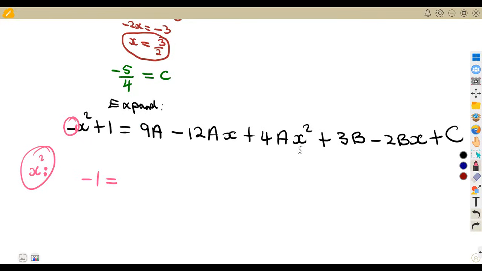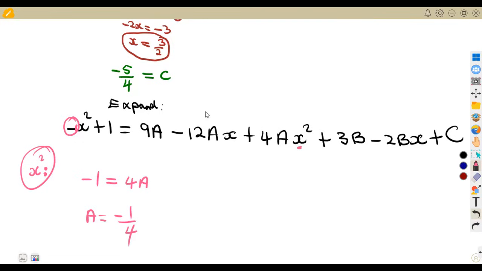So we have x squared here, with the coefficient plus 4a. So we are going to equate minus 1 to 4a, the coefficient of x squared. So divide by 4, it means our a is going to be minus 1 over 4. All right, that's our a. So we have a now.